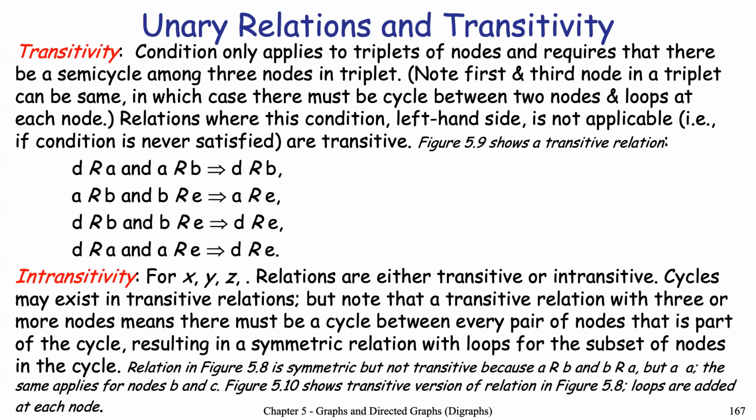We have transitivity and intransitivity. Transitivity is a condition that only applies to triplets of nodes and requires that there be a semi-cycle among the 3 nodes in the triplet. And for intransitivity, for X, Y, and Z, the relationships are either transitive or intransitive. Cycles can be transitive relationships, but note that a transitive relationship with 3 or more nodes means that there must be a cycle between every pair of nodes that is part of the cycle, resulting in a symmetric relationship with loops for the subset of nodes in the cycle.